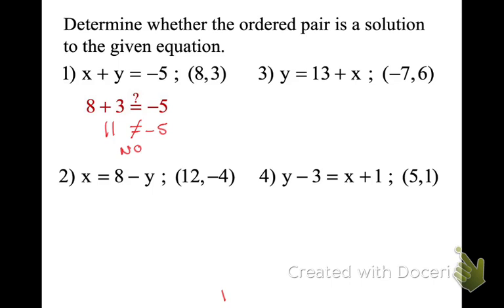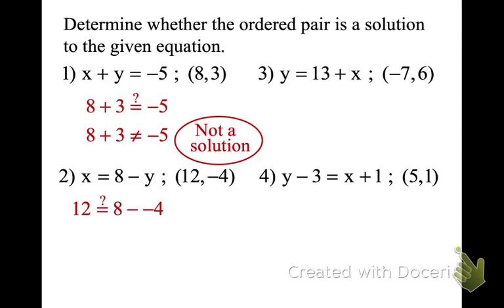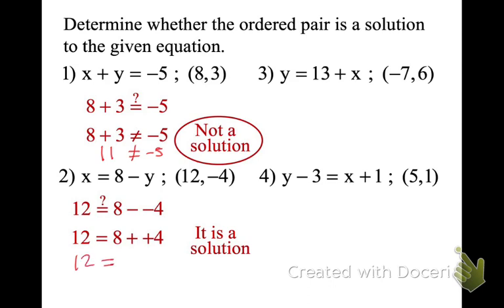Pause the recording and try 2, 3, and 4. All right, let's check our work. We substitute in: 8 minus negative 4 really becomes 12, which is equal to 12. I would like you to go all the way down. So 11 is not equal to negative 5. I would like to see 12 is equal to 12. So it is a solution. I want you to finish it.